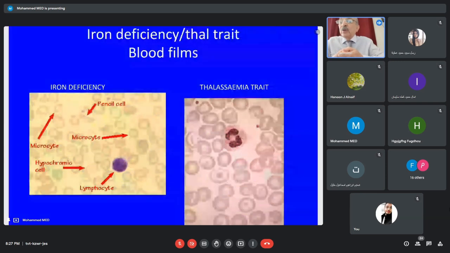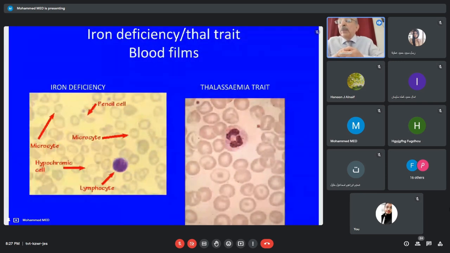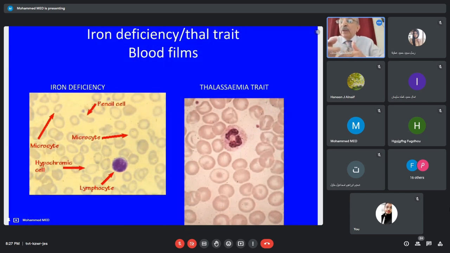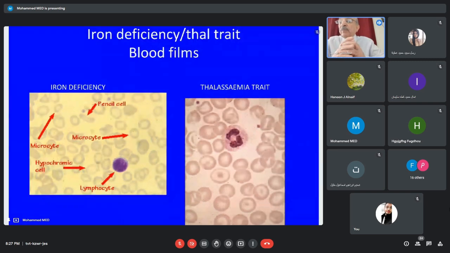each other. That's why the RDW, which I have discussed earlier, is usually high in iron deficiency and within normal limits in thalassemia. But this is a blood film, and an expert technician can tell you which is more likely. The report of the technician in both cases will be microcytic hypochromic anemia, but he may suggest that this is more likely to be iron deficiency or more likely to be thalassemia.